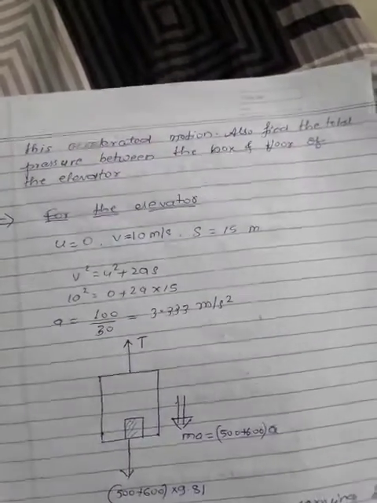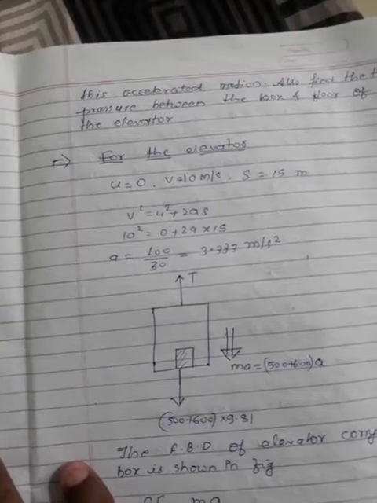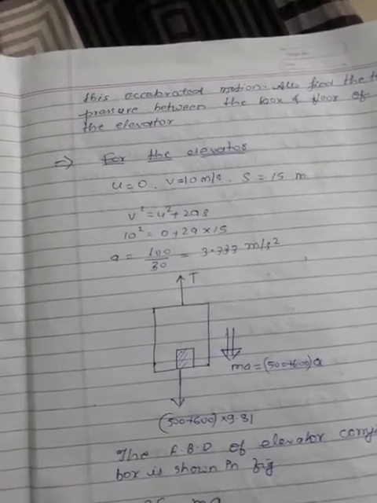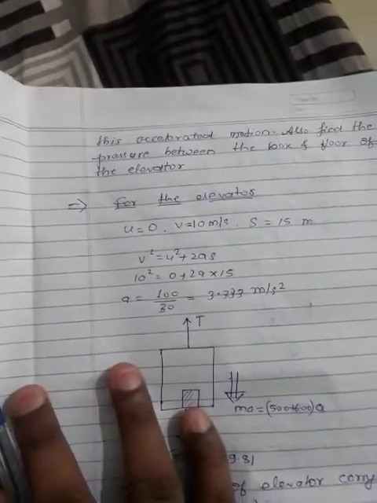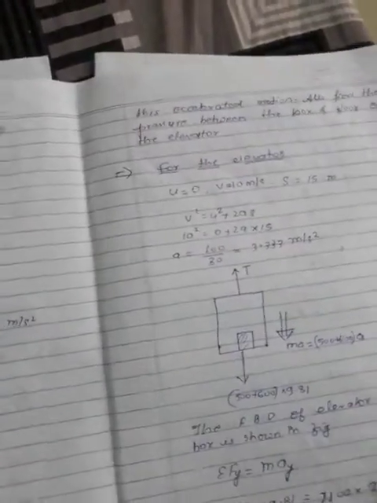Means initially you have to calculate the tension in the cable, and secondly you have to calculate the total pressure between box and floor. That total pressure is nothing but the normal reaction. So initially we collect the given data.